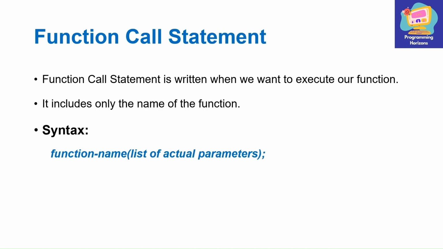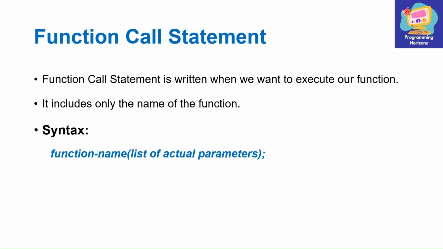A function call statement is written when we want our function to execute or to perform its task. It only includes the name of the function, and a list of actual parameters may also be provided if we had mentioned a list of formal parameters during function declaration and function definition. These actual parameters are the real values which will be supplied to the formal parameters, and then the function operates on them.